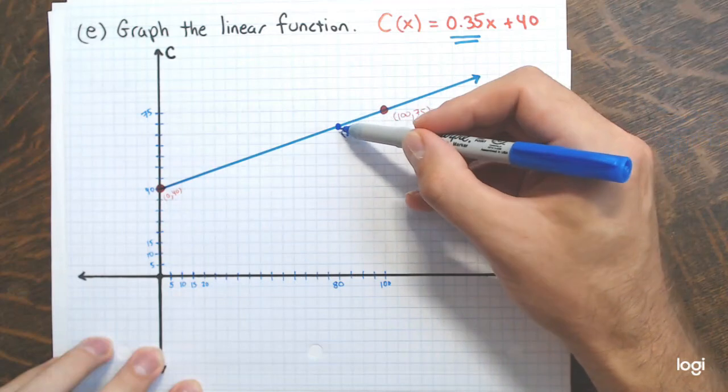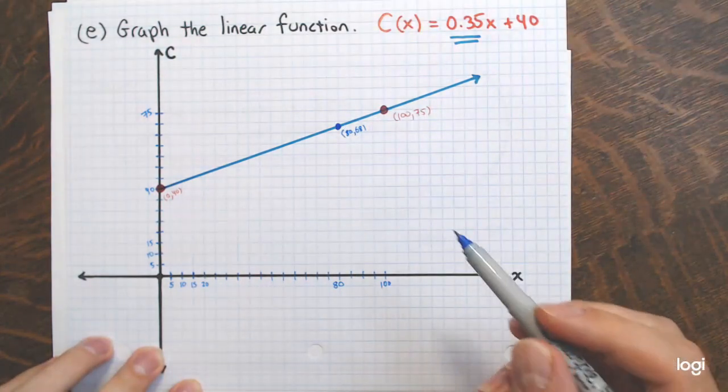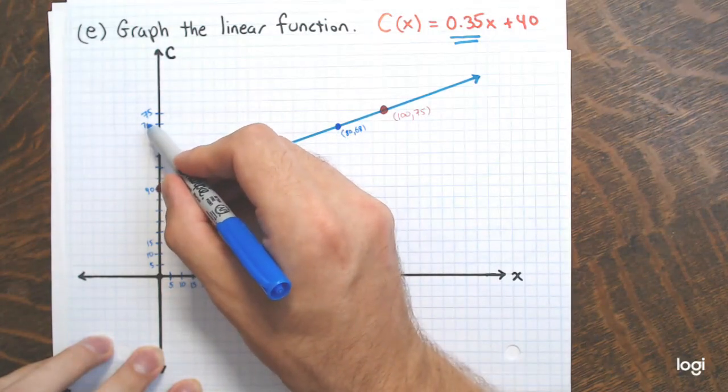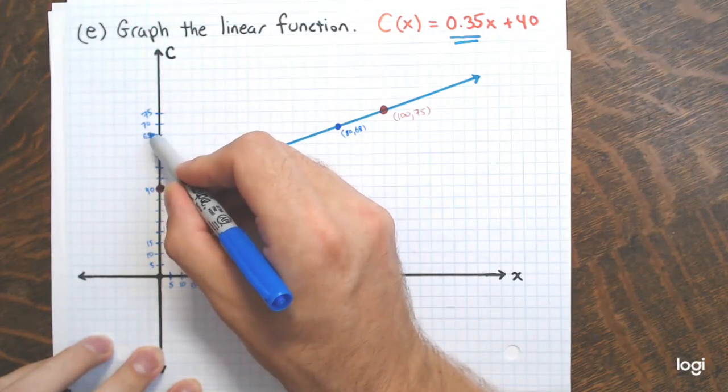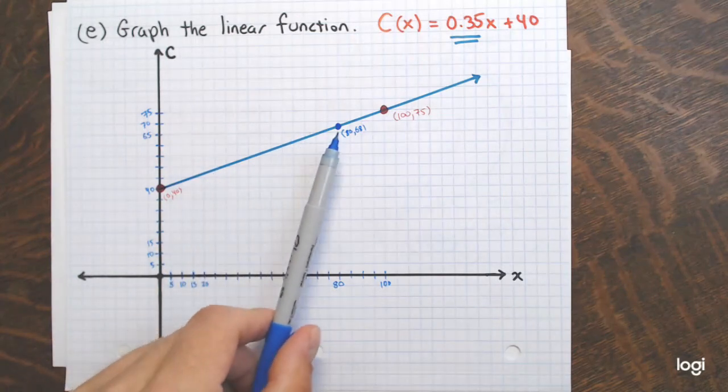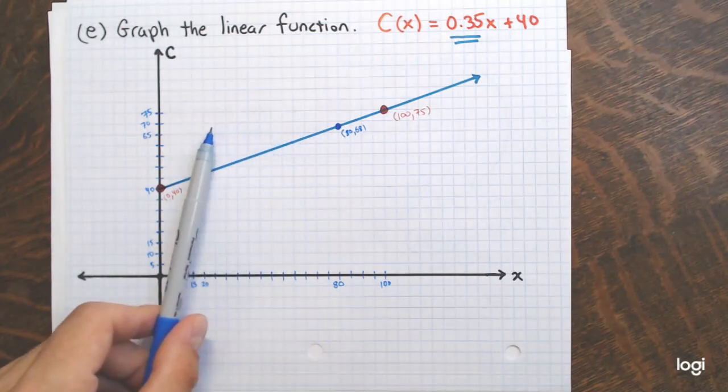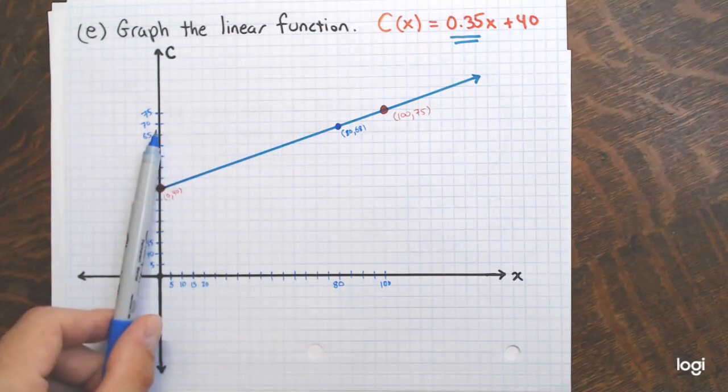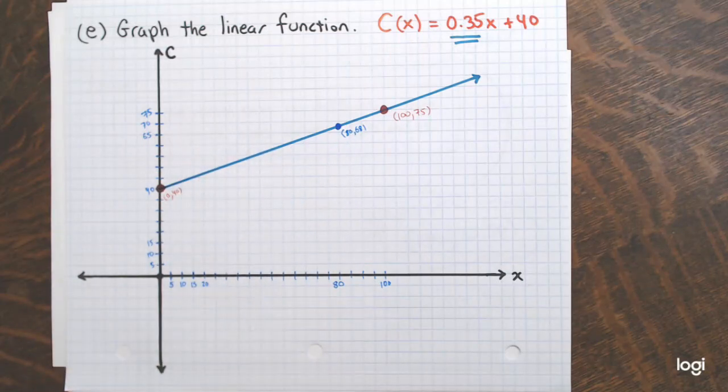So this should be the point 80, 68. Now let's see if that point actually has a C coordinate between 65 and 70. So this is 75, this is 70, this would be 65, and look at that, right? This point, you see how it is between the 65 and 70 on the C-axis, 68. Wonderful.